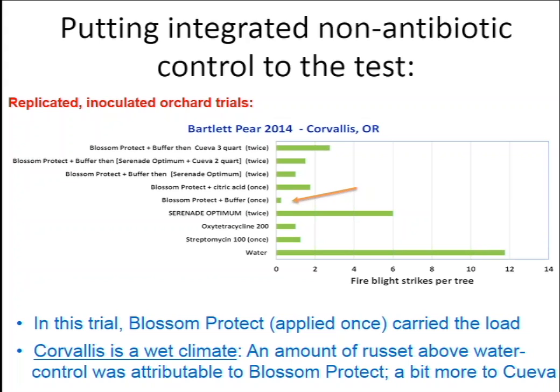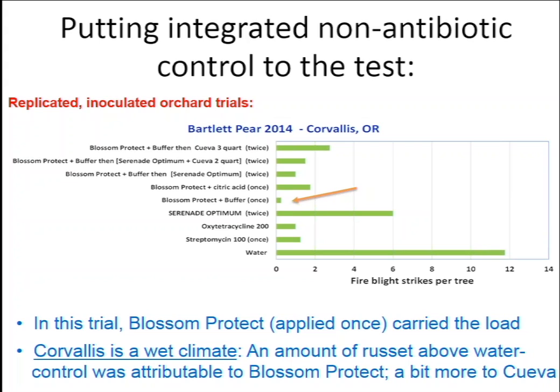I think we had 1 strike in the 4 trees that were treated with this material. And so that's why you get that like quarter strike per tree or whatever that number is there. Very, very few strikes, but all these other treatments here are statistically equivalent. So in this trial, Blossom Protect was the only thing that we needed to control fire blight in this trial, in this year.